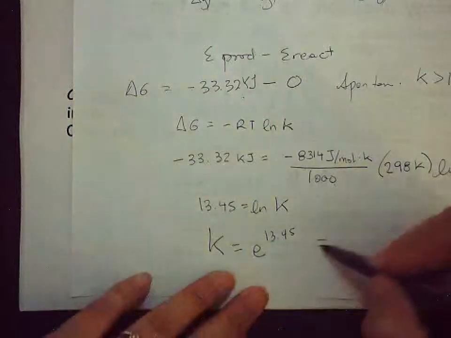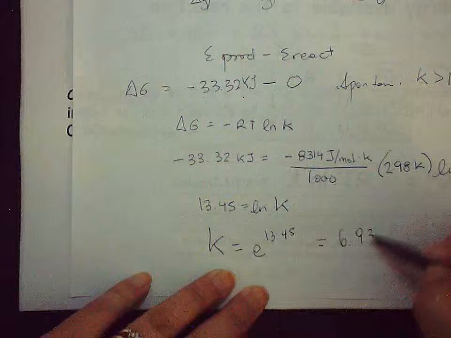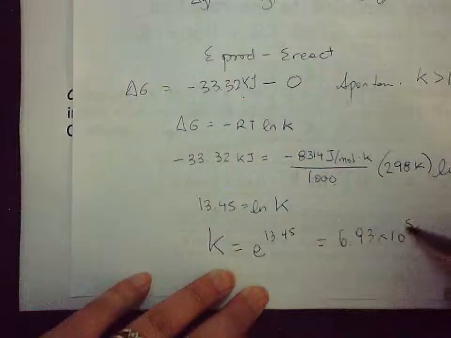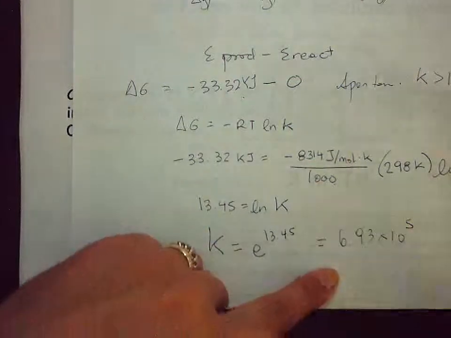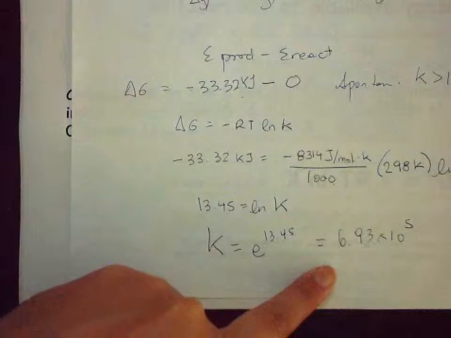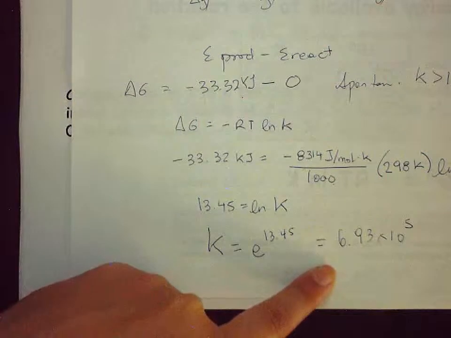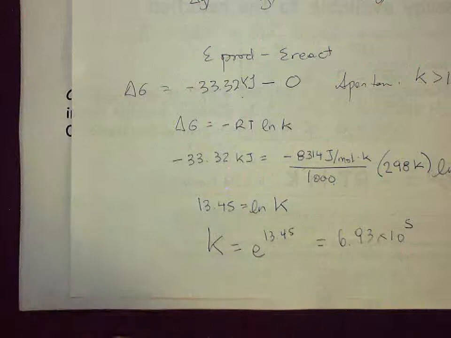And then the answer that I get is 6.93 times 10 to the 5th. Is that bigger than 1? Yeah, that's significantly bigger than 1, so our prediction was correct. Okay? All right, well, that's how you can get K from delta G.